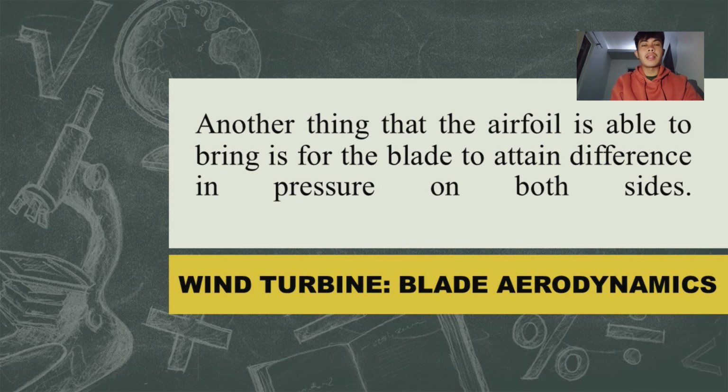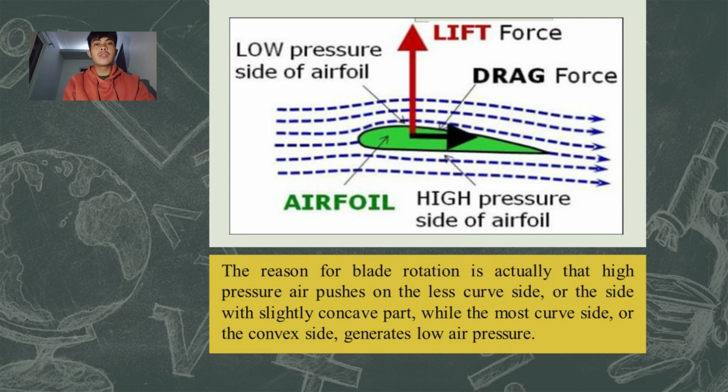sides. Wind turbine, blade aerodynamics. The reason for blade rotation is actually that high pressure air pushes on the less curved side, or the side with a slightly concave part, while the most curved side, or the convex side, generates low air pressure.